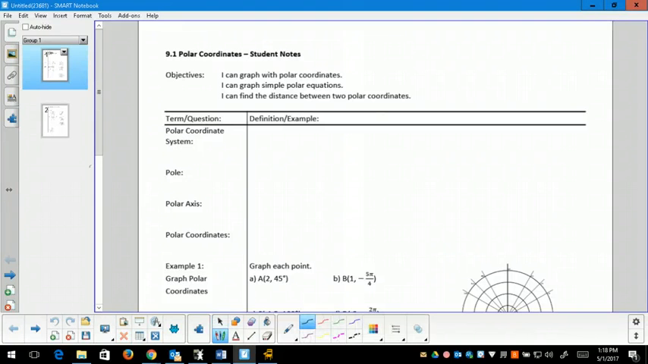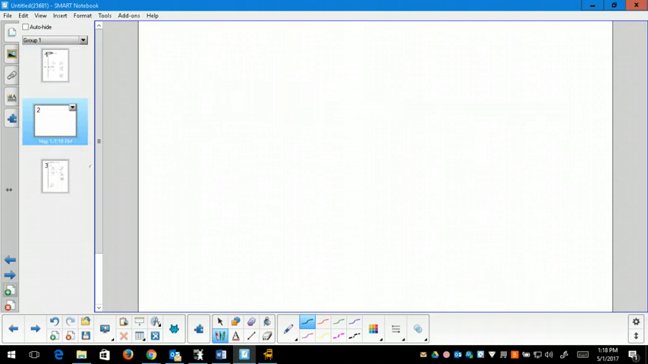The notes for lesson 9.1, polar coordinates. And our learning targets for this lesson are that you can graph polar coordinates, that you can graph simple polar equations, and that you can find the distance between two polar coordinates. So we'll be looking at those learning targets real briefly in a second.